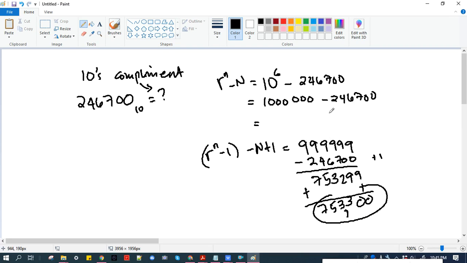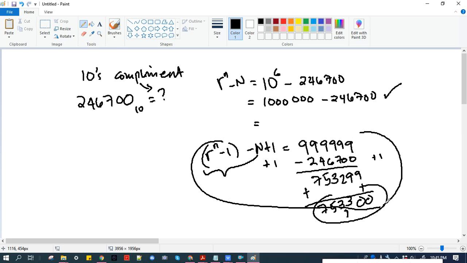753,300. So which is easier, this one using the formula, or if we use the diminished radix complement and then just add 1? I think this is much easier compared to this.